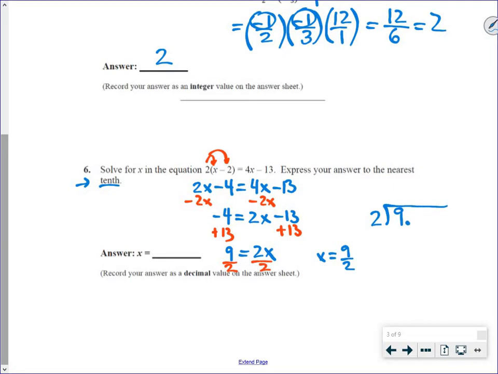2 fits into 9 how many times? 4 times, right? And then 4 by 2 is 8. So I subtract 8 from 9. That's 1. Tack a 0 there.